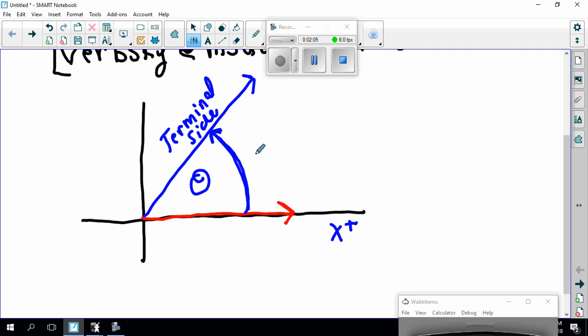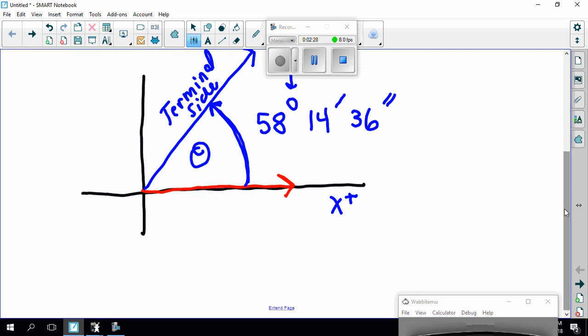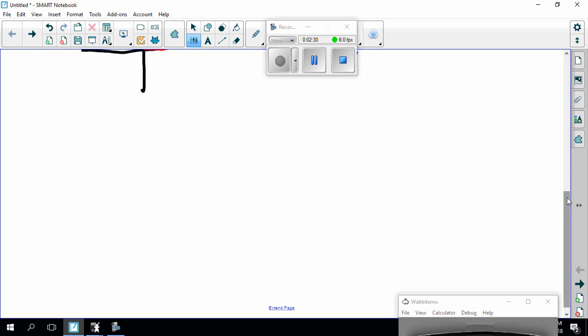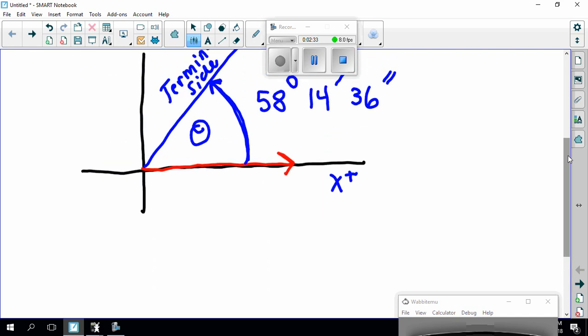This angle in my picture, I'm just guessing, is about 58 degrees, 14 minutes, 36 seconds. Now, if you think of degrees as hours, 58 hours, 14 minutes, 36 seconds, you're probably going to be better off here. What I'd like to do is convert this to decimal. So we have 58 degrees, 14 minutes, 36 seconds.